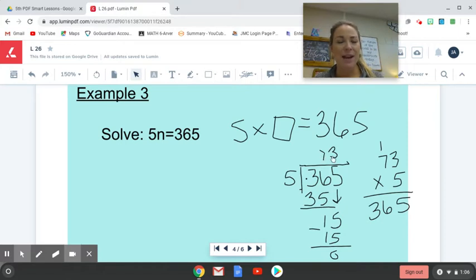And I went ahead and I just jumped right into doing the multiplication, that inverse operation, to check my work. Right over here, I took 73, so my quotient, times my divisor. So 73 times 5, and then I got 365, ensuring that I did my math correct. So our answer was right.